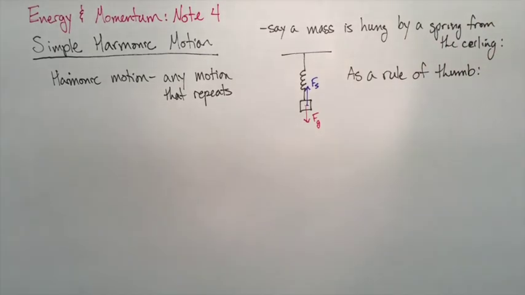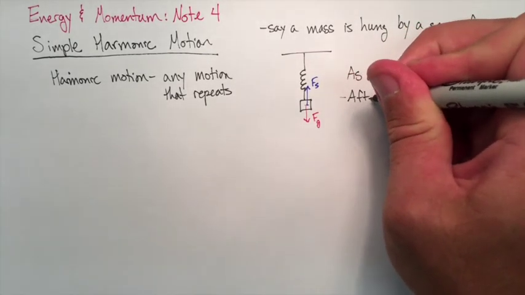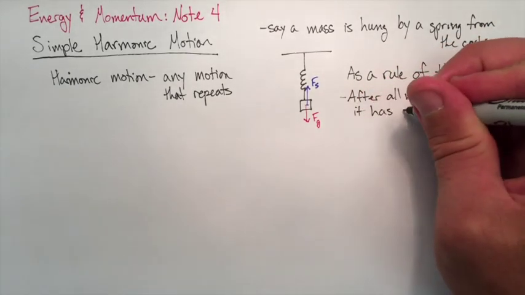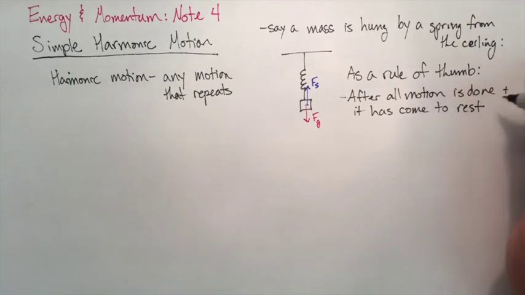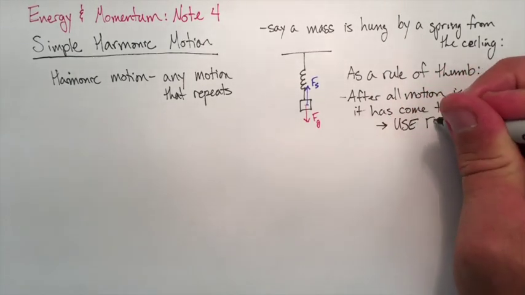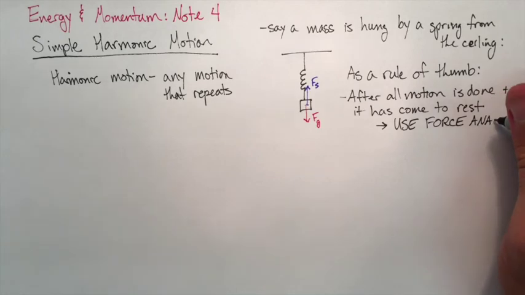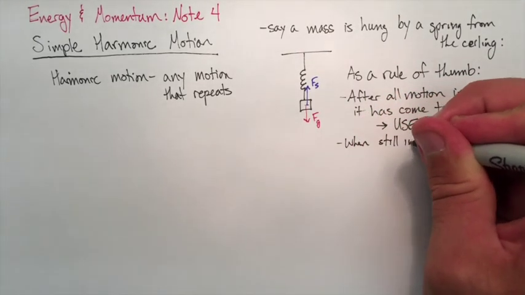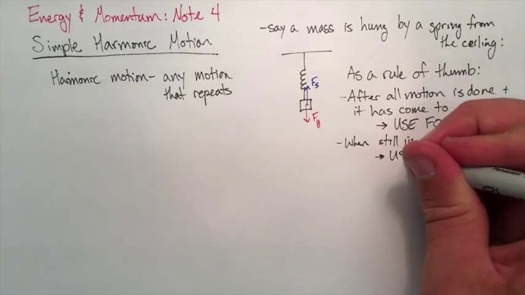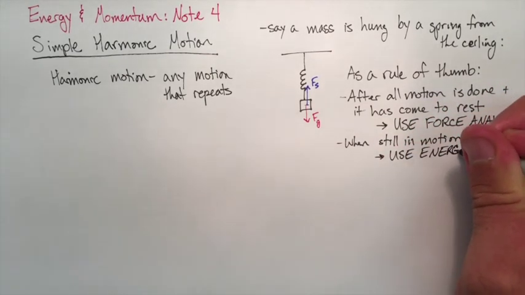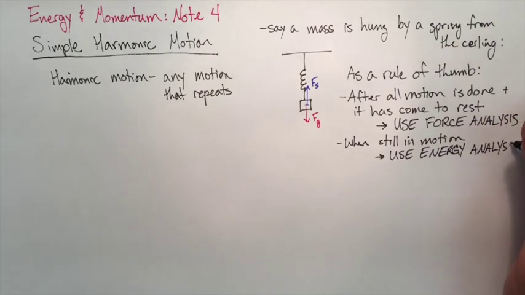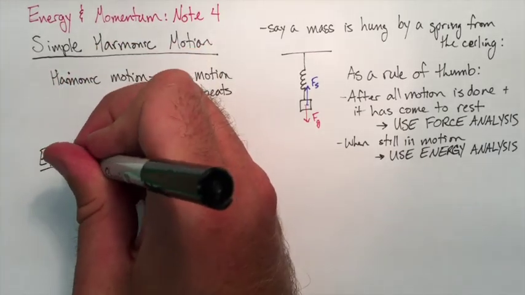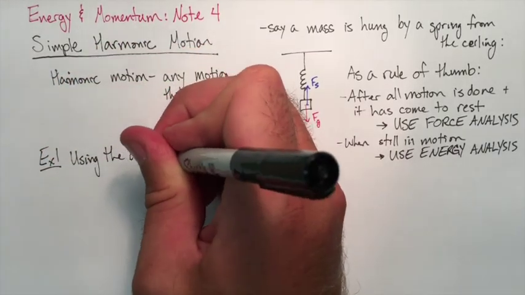So there's two different features we need to recognize when we solve these problems. As a rule of thumb, after all motion is done and the system has come to a complete stop, that is the only time we're going to use force analysis on the object. We know that when it's at rest, forces are balanced. But when it's still in motion, we can use energy analysis, where kinetic energy equals spring potential, and we might have to factor in a gravitational potential.